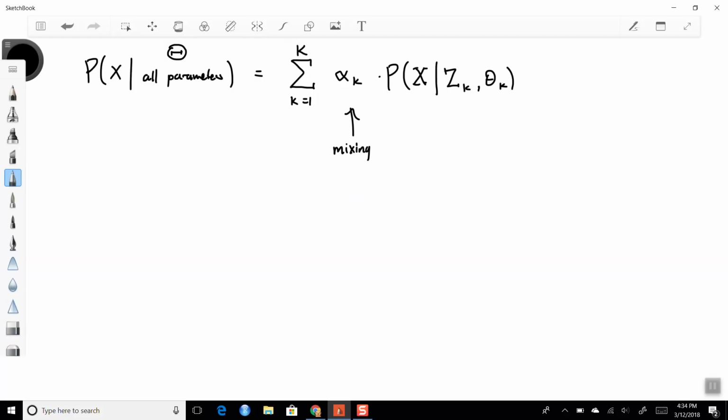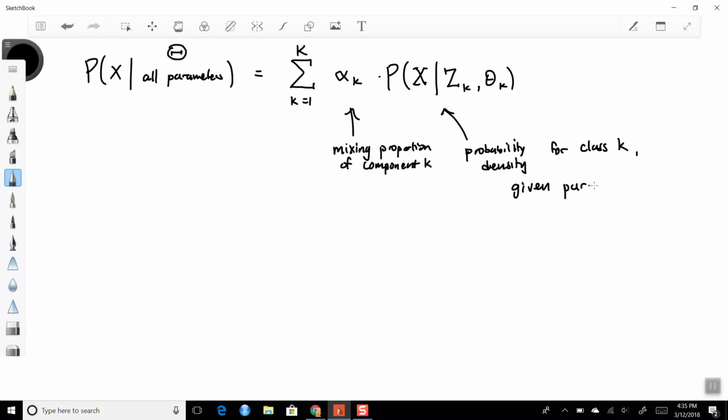Okay, so this is the mixing proportion of component K, and this is, in our case, the probability density for class K given parameters theta sub K. Okay.